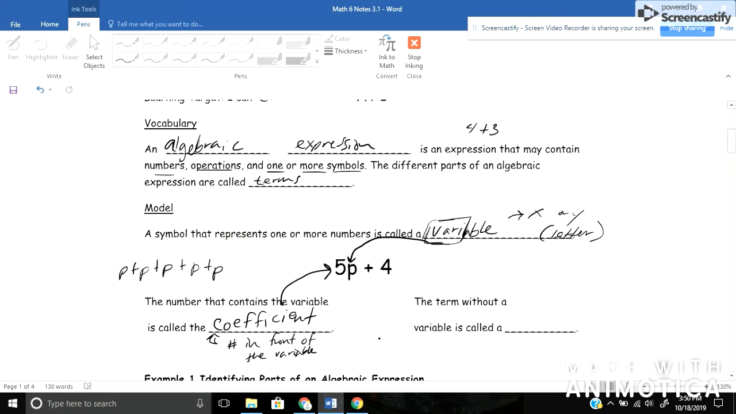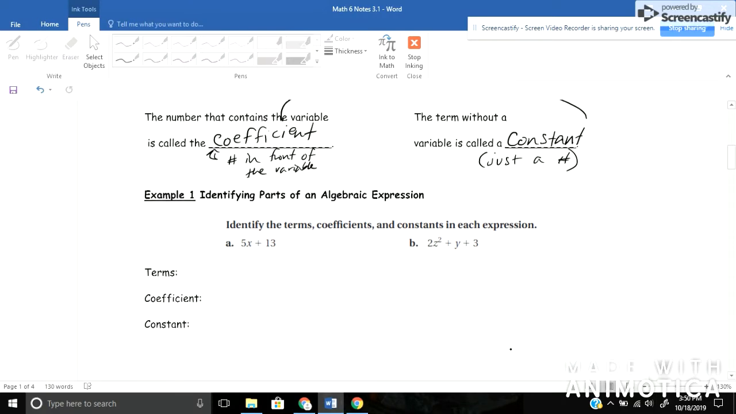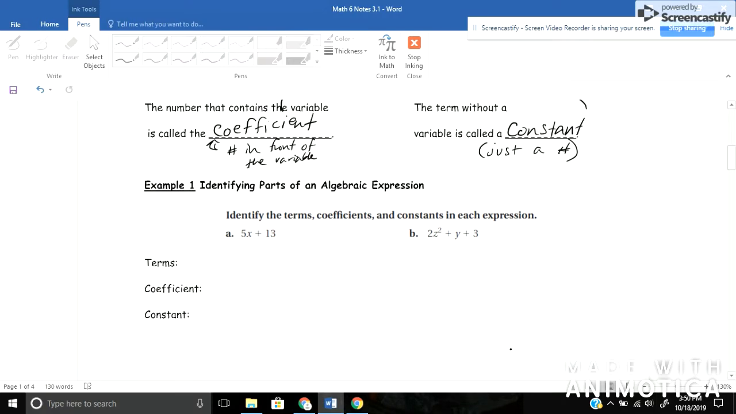And lastly, a term without a variable is called a constant because it never changes. In this case, our constant is 4. This number is always 4, and it's never going to change. So your constant, I like to just say, is just a number. That's how I like to think about it. All right, so we're going to be looking at different parts of algebraic expressions and saying, okay, this is the term, this is the coefficient, and this is the constant. Let's try that for example 1 here.